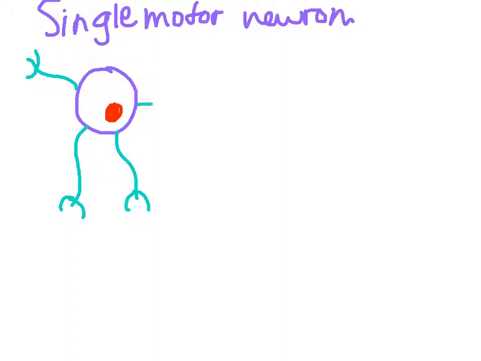Also coming off of the cell body, we have the axon. The axon transmits information towards other neurons. And then connecting the cell body to the axon, we have the axon hillock. The axon hillock, like I said, connects the cell body with the axon.